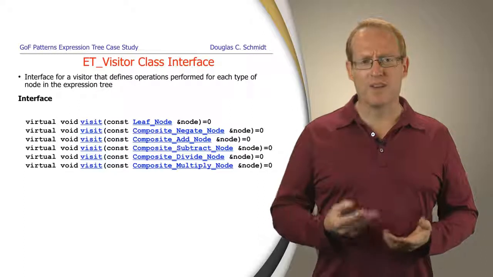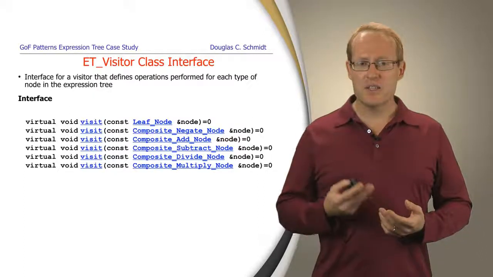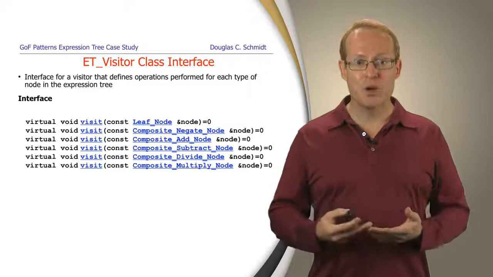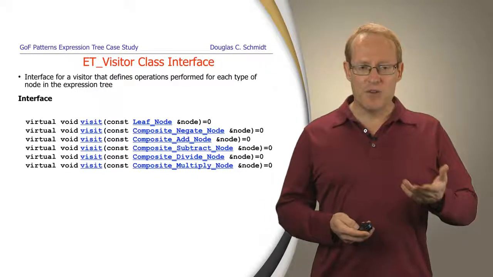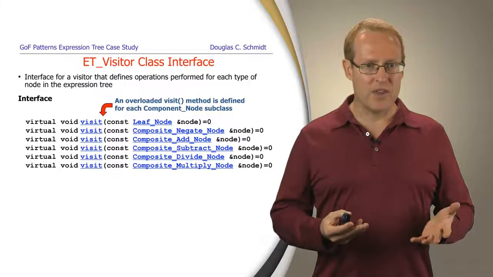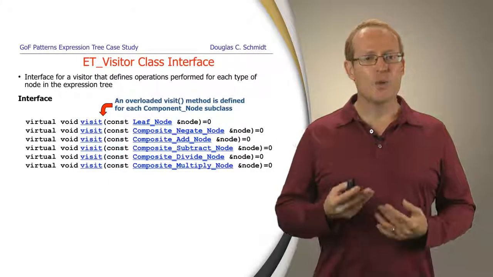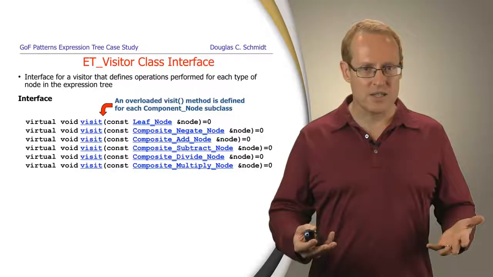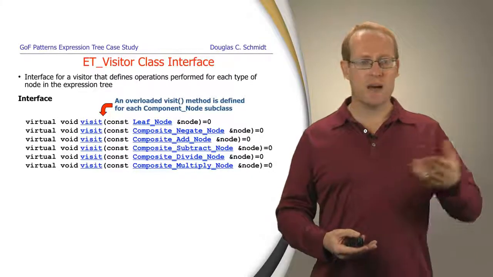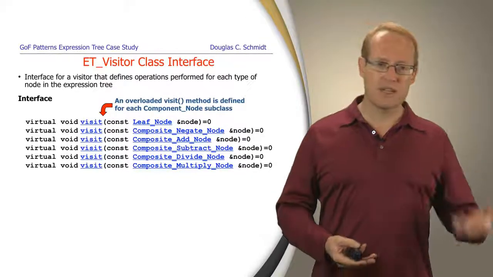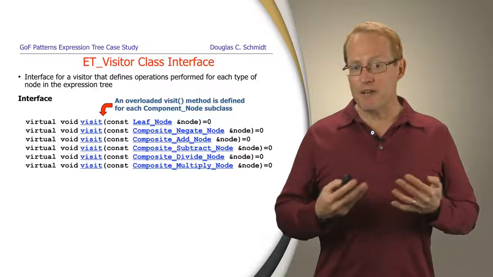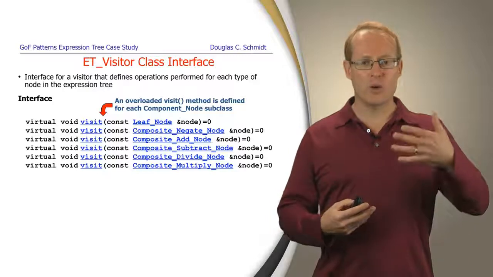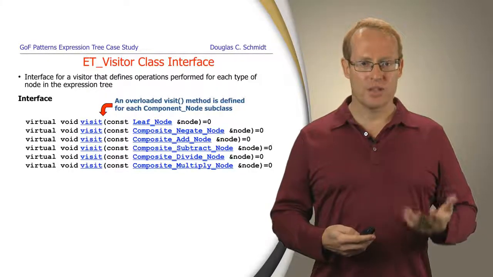So let's first talk about the visitor class interface. This is the interface for visitors that define all the operations that are performed for each type of node in the expression tree. If you take a look, you can see that we have a number of methods, all of which are called visit, all of which are overloaded by the different kinds of nodes we have in our composite. So we have leaf nodes, composite add nodes, composite subtract nodes, composite negate nodes, and so on and so forth. And for every different kind of node we have in our composite hierarchy, we're going to have a corresponding visit method in our visitor class.